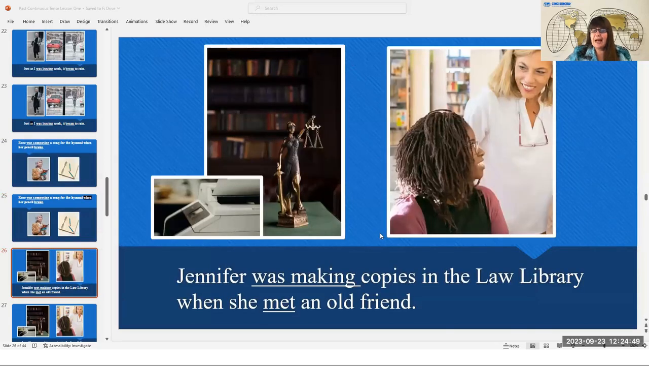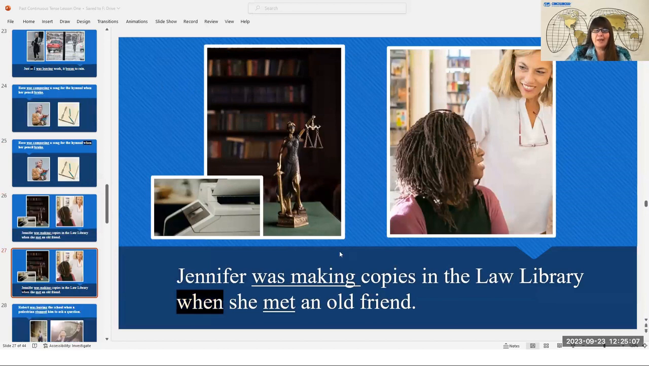Jennifer was making copies in the law library when she met an old friend. Okay, so she was in the law library. She was making copies, and surprise, she met an old friend. When?